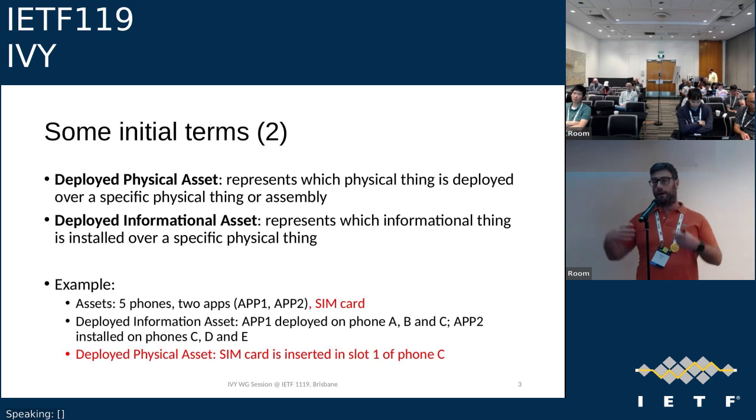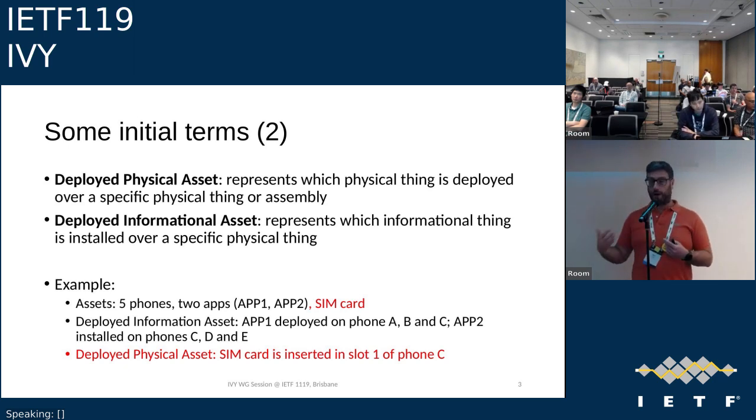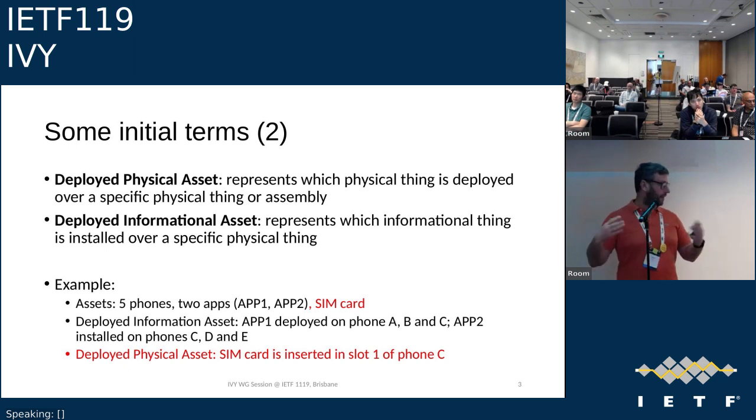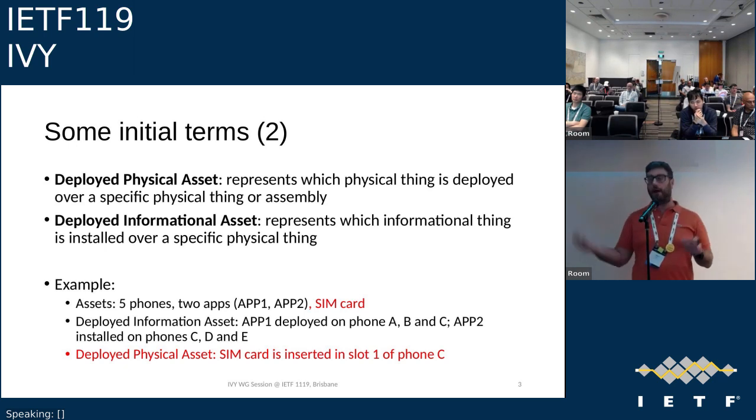Okay, I can have one image, but I can install this software over multiple elements. The example that we mentioned to clarify this is, for example, let's assume we have 5 phones, 2 apps, and 1 SIM card. Okay, these are the assets that I own. I have 4 phones, I have 2 apps, only 2 apps, and 1 SIM card.